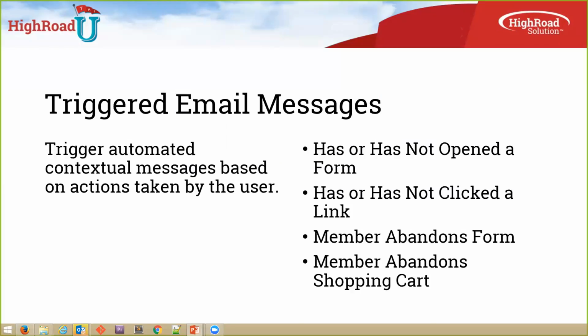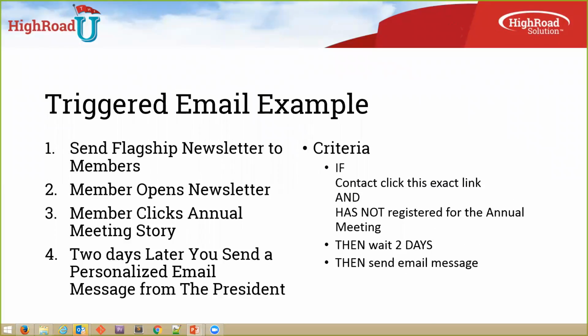And so a good example of this is maybe sending out your flagship newsletter to a member, and the member opens the newsletter and clicks on the annual meeting story. And what you have set up is an automation sequence to fire off if a person clicks on this specific link, to send a personalized message from the president to invite them to the annual meeting, right? And it's looking at whether or not that person has registered as well.